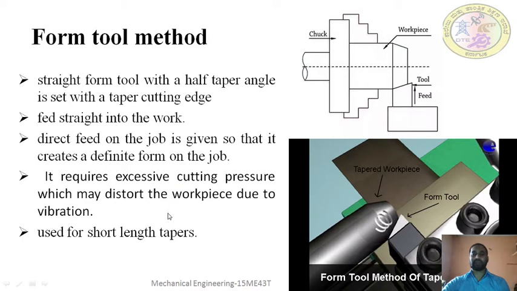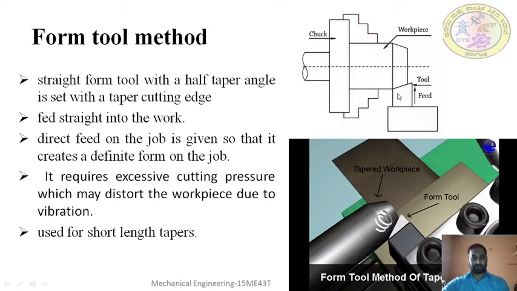In the form tool method, a straight form tool with a half taper angle is set with a taper cutting edge. So here we are using a special tool which is not similar to the single point cutting tool. It has a half taper. You can see here, this is the form tool. It already has a half taper. Half taper means if you want a 30-degree taper on the workpiece, this tool has a 15-degree taper. Why half? Because if you machine here, both sides will get machined. So if you machine 15 degrees here, the other 15 degrees is maintained here, and the total 30 degrees will be obtained.